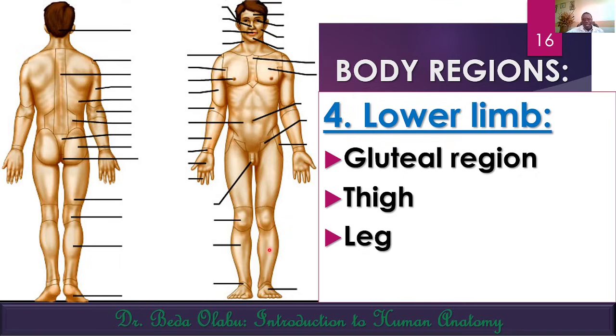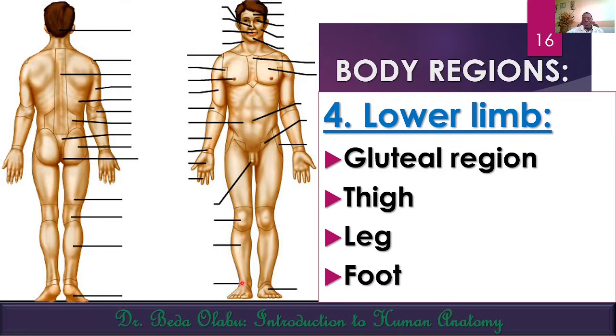Again, I want you to understand that the whole of this is not called the leg. Only this segment between the knee and the ankle is called the leg. The whole of that is the lower limb. Lastly, the part below the ankle joint is called the foot.